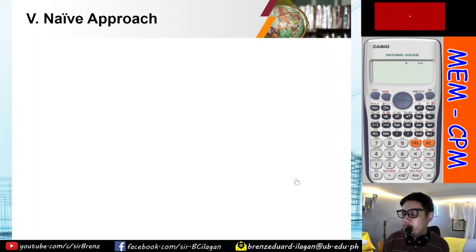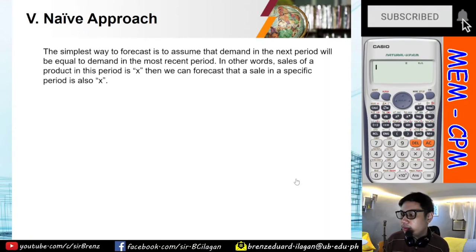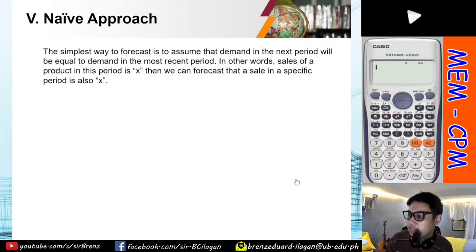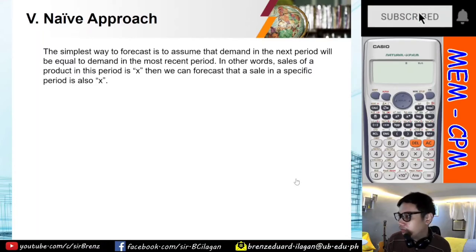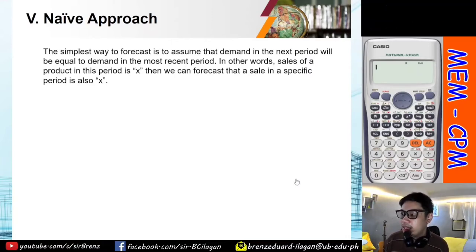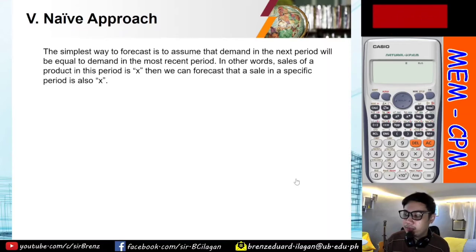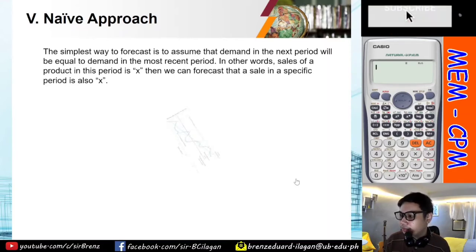So, we have the naive approach. The simplest way to forecast is to assume that demand in the next period will be equal to the demand in the most recent period. In other words, if the sales of a product in this period is X, then we can forecast that the sales in a specific period is also X. So, ano lang yan? Equal yung demand niya sa recent at sa mga future periods natin.